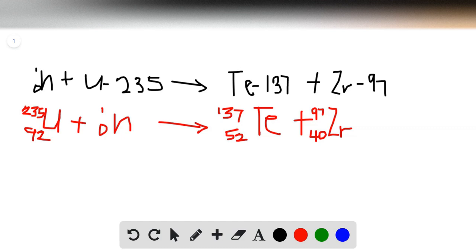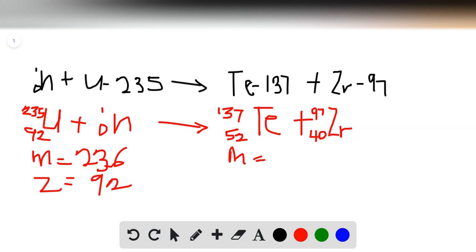When we do the addition, we can see that on this side, the mass number is 236 and the proton number is 92. So when we come to this side, the mass number is 234, and the atomic number is 92. So it means the difference will be just in the atomic mass, and that is just 2.